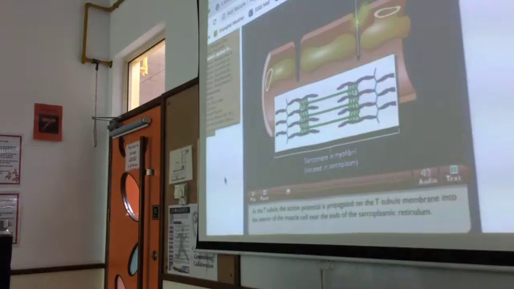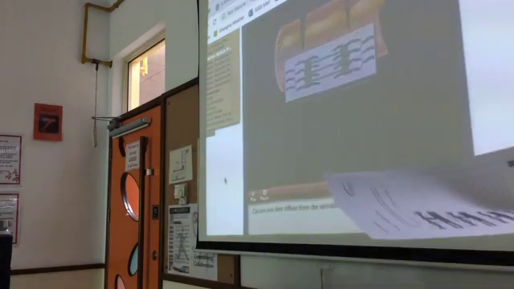T-tubule. The action potential is propagated on the T-tubule membrane into the interior of the muscle cell near the ends of the sarcoplasmic reticulum. The depolarization of the T-tubule membrane causes nearby voltage-gated calcium ion channels on the sarcoplasmic reticulum to open, resulting in an increase in the permeability of the sarcoplasmic reticulum to calcium ions. Calcium ions then diffuse from the sarcoplasmic reticulum into the sarcoplasm.